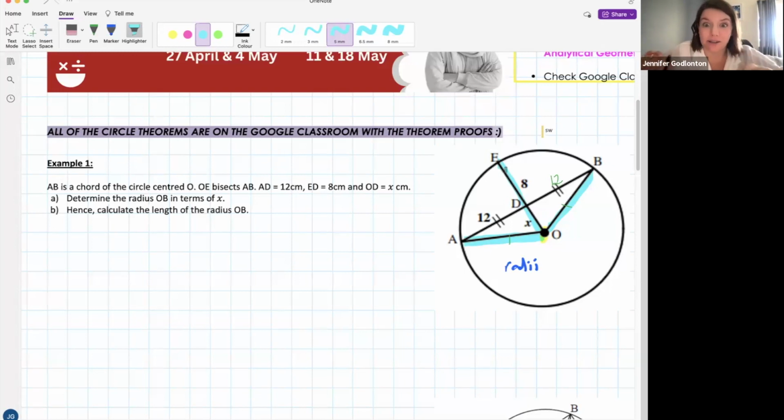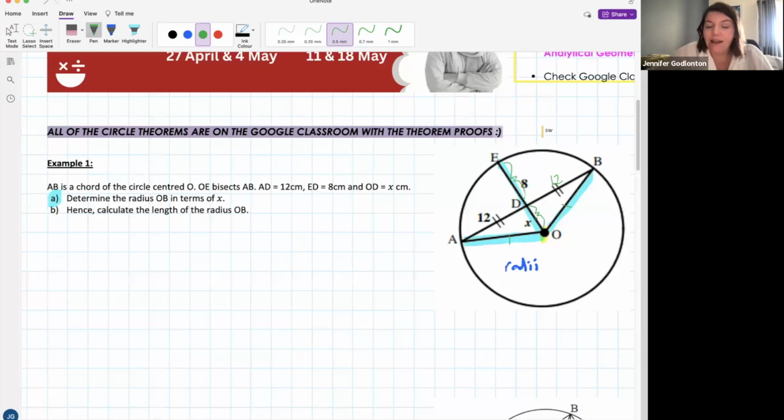Okay. So just by taking that moment and establishing some things for us, it's going to help us a lot as we move forward in this question. Okay, so let's have a look at question A. A says determine the radius OB in terms of X. So that means that we need to give an answer that's going to have X involved in it somehow. We can already see, well, they've told us that ED is 8, and they've told us that OD is X.